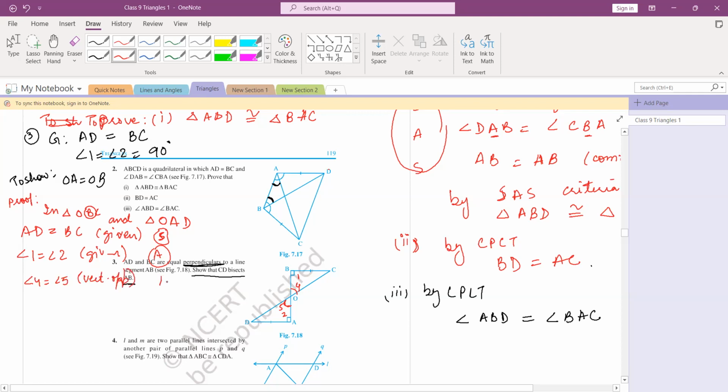So we have one more A, so the criteria will become AAS. By AAS criteria. It doesn't matter whether you write SAA or AAS, because it's just the standard way of writing AAS. We usually write AAS, not ASA or whatever. So write AAS criteria: the two triangles are congruent. So triangle OBC is congruent to triangle OAD, right?